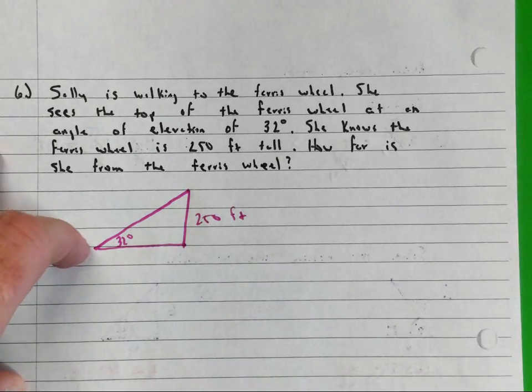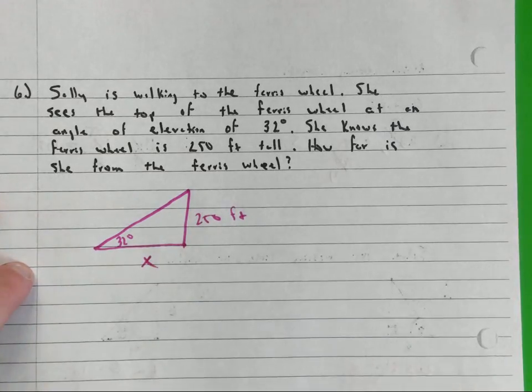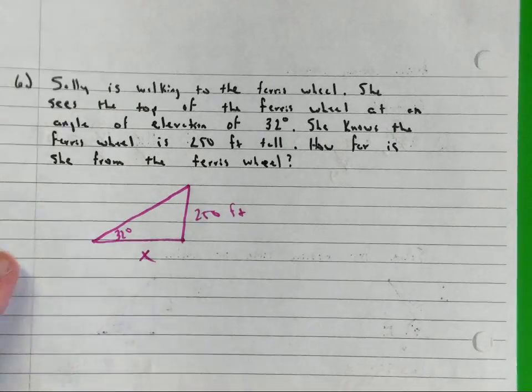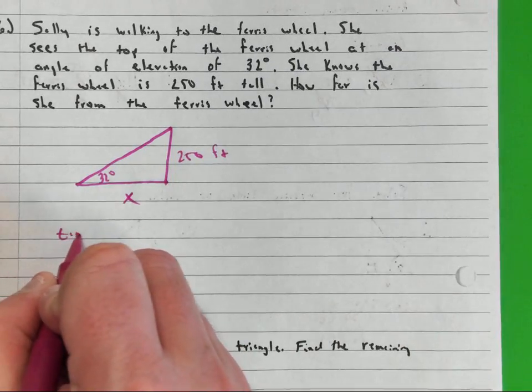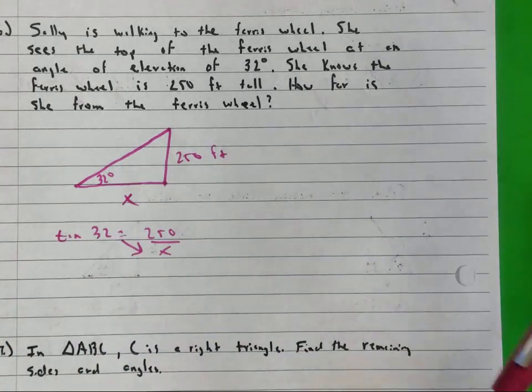How far is she from the Ferris wheel? What would I be finding? This or this? That right there, wouldn't I? Because she's right here, this Ferris wheel. So what's the relationship? Which is what? Tangent. Tangent of 32 equals 250 over x, cross multiply.